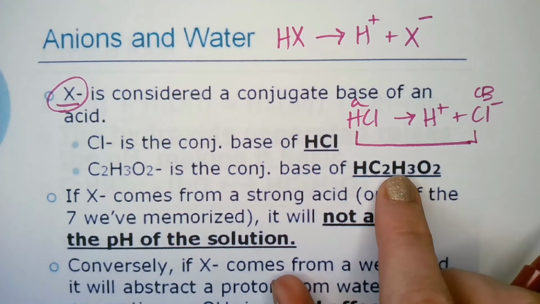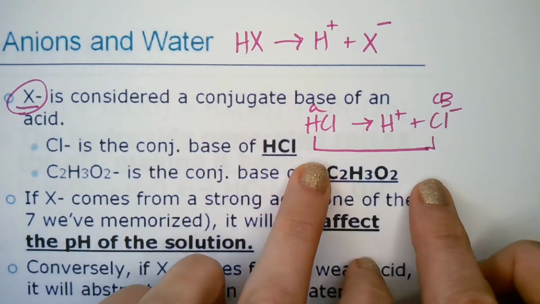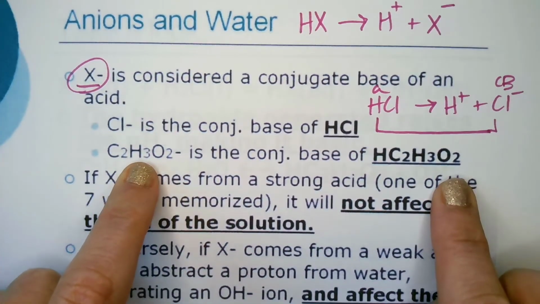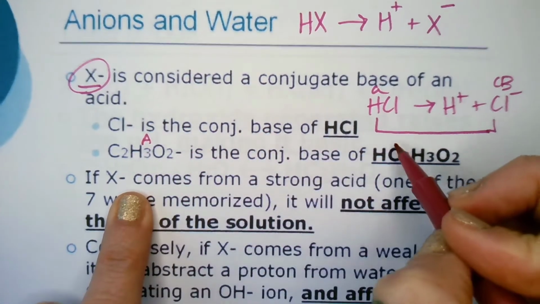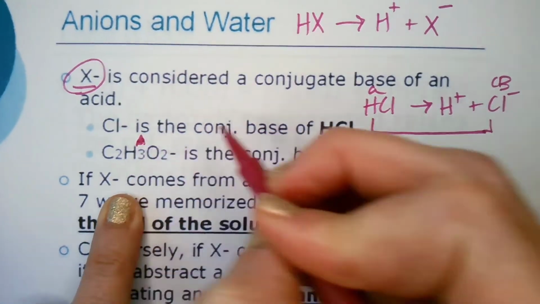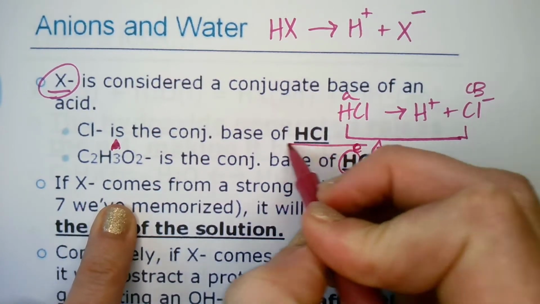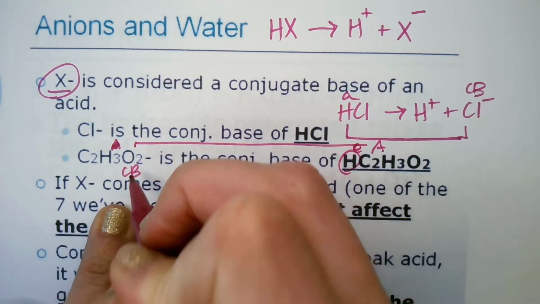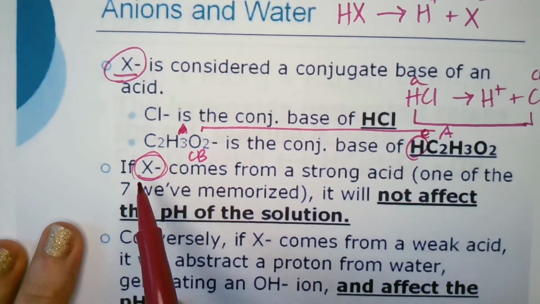Another conjugate pair, acetate from acetic acid. Again, here's my acetic acid. It's going to break apart into H plus and C2H3O2 minus. Okay, so this is the acid. This is the conjugate. Oh, sorry, just kidding. This is the acid, starts with H, duh. And this is the conjugate base.